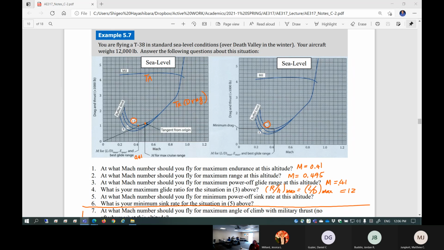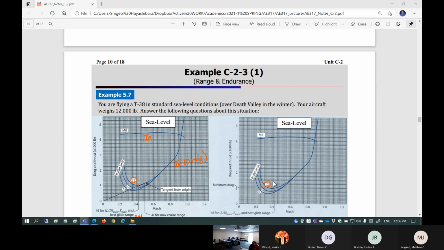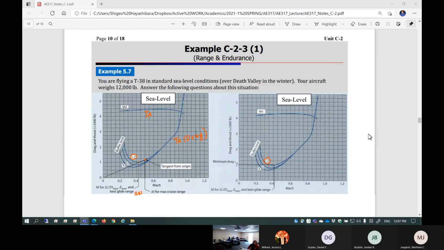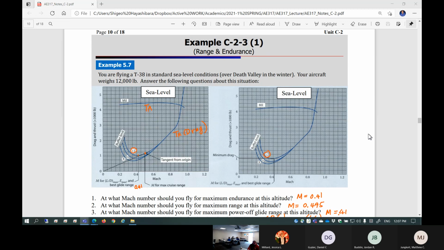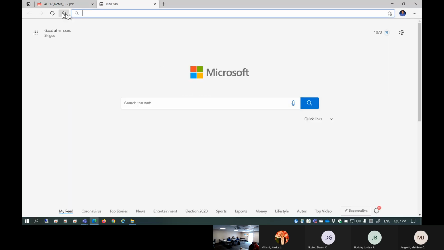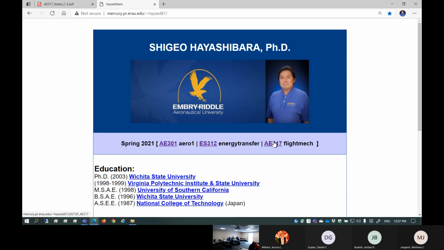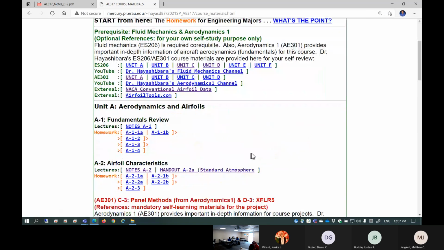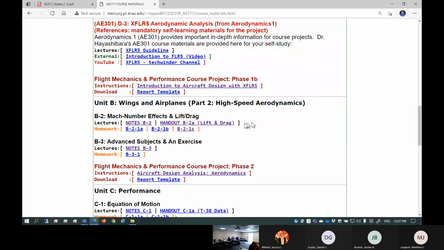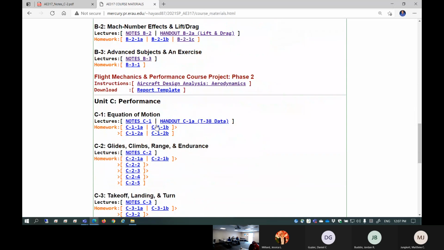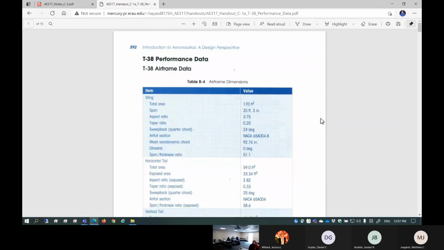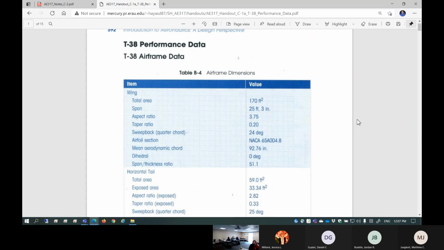Let's just continue on this example. Example C23, range and endurance. This is the real data for the T-38. By the way, you can download this data very easily. Go to the AE317 website, go to course materials, and you can download the handout. Handout C1A is the T-38 data, the complete set of T-38 performance data. You can download everything.